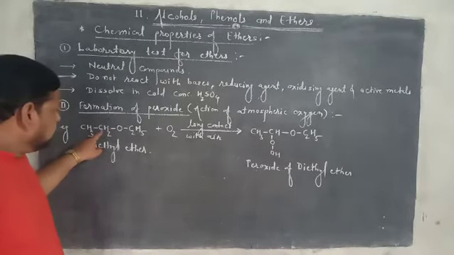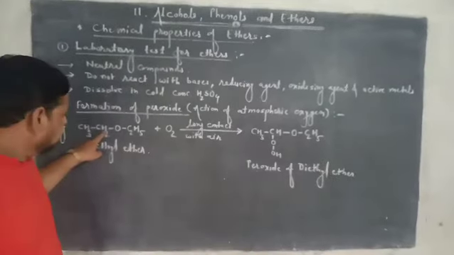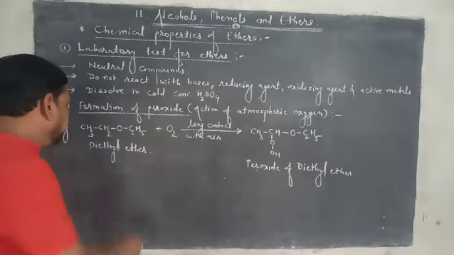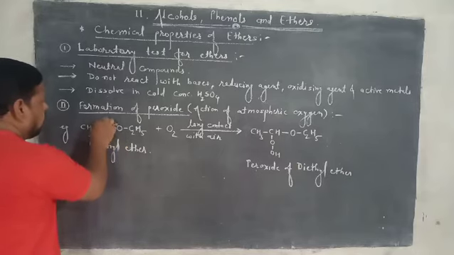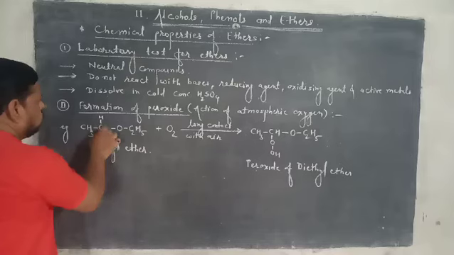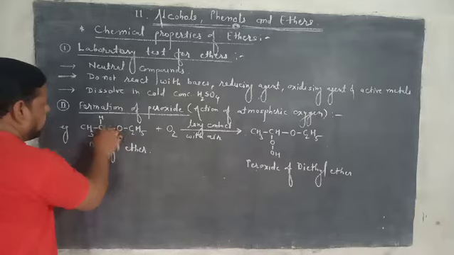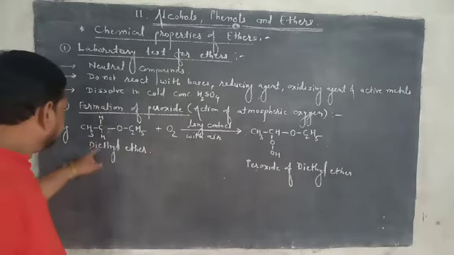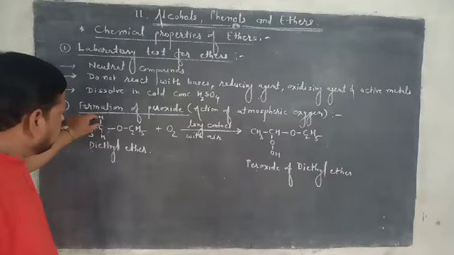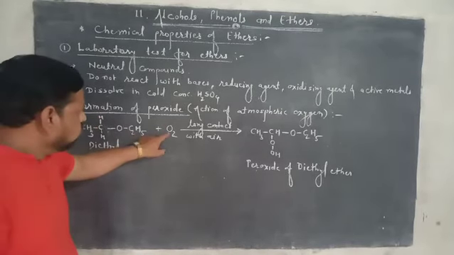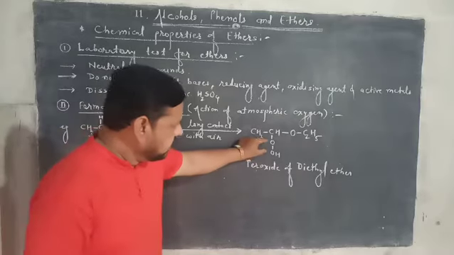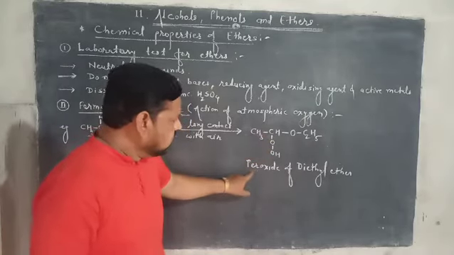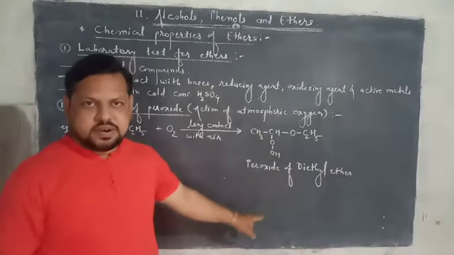On this carbon atom, there are two hydrogen atoms, that means two C-H bonds. Then, in one C-H bond, these two oxygen atoms are inserted in this way, and it gives the peroxide of diethyl ether.